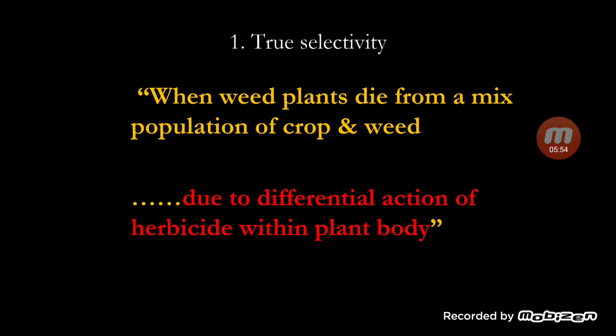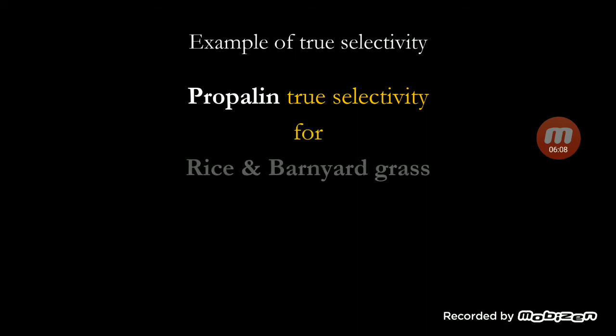This is what happens inside the plant body, so this is a physiological explanation. Now, a real-time example: propanil is a popular herbicide used in rice crop. Propanil shows true selectivity for rice and barnyard grass. Barnyard grass is a weed in rice crop. Barnyard grass, Echinochloa species, is a mimicry weed of rice, looks exactly the same as rice, but when you apply propanil as a post-emergence herbicide, it does not affect the rice crop, but it kills the barnyard grass. It is a mimicry weed, laborers cannot identify it.